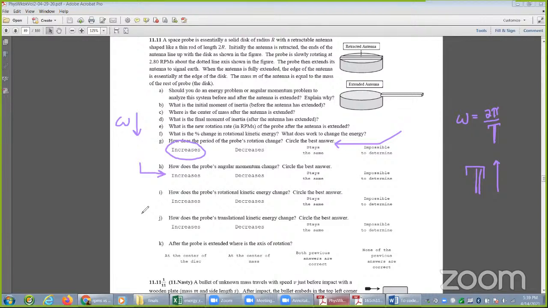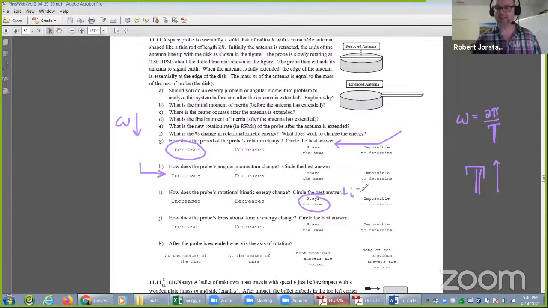So angular momentum is L, right? And that's moment of inertia times omega. And when it extends, that means you have more moment of inertia. So that should mean it decreases. Nope. Remember, that's how we did the calculation. The increase in moment of inertia is directly offset by the decrease in rotation rate.